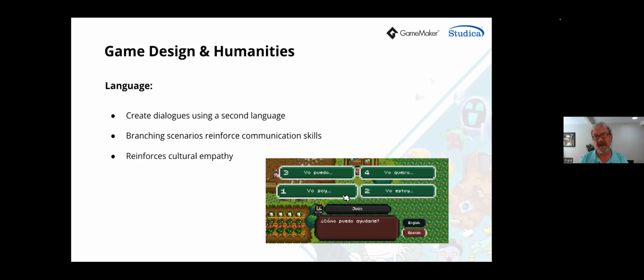So not only do they have to write maybe one narrative, but they have to write a whole other narrative for when their player may pick a different path, a different branch of where they're going. So I think it allows them to look at language through a whole bunch of different lenses. And again, I think it's going to reinforce their cultural empathy.